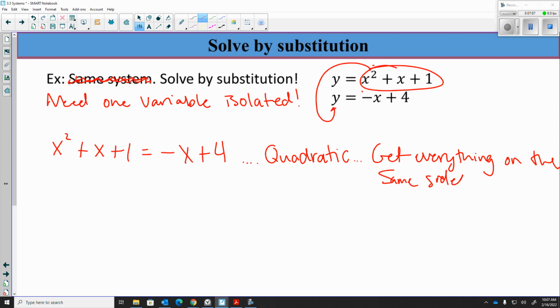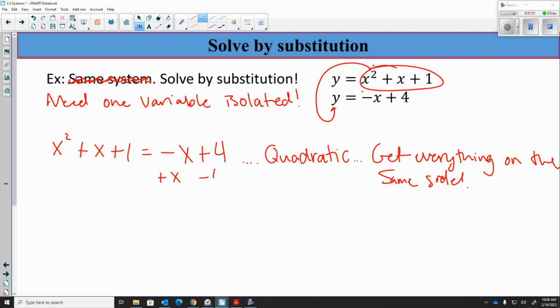Get everything on the same side, okay? So there's a couple ways we can do that. It doesn't really matter. I could subtract all this stuff over here, or I could just take this stuff and move it over there. I like to try to avoid negatives as much as possible. So instead of subtracting all this, I'm going to add x, and I'm going to subtract 4.